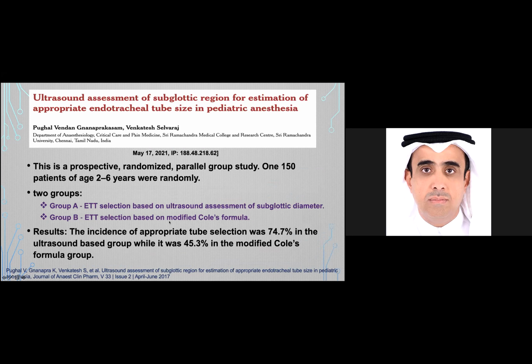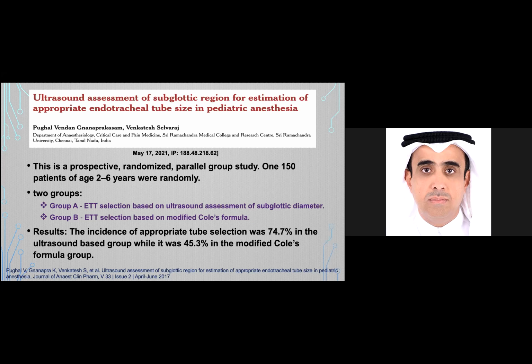There is another study done for assessment of the subglottic region for estimation of the appropriate endotracheal tube size in pediatric patients, 150 children from age 2 to 6 years old, randomized. Group A had the ET tube estimated by the subglottic diameter by ultrasound. The other group used the formula. The result: the incidence of appropriate tube selection was just 74.7 percent, and the sensitivity of the formula compared to the ultrasound was just 45. So the ultrasound is more superior.